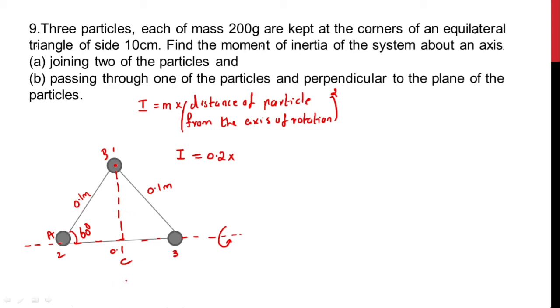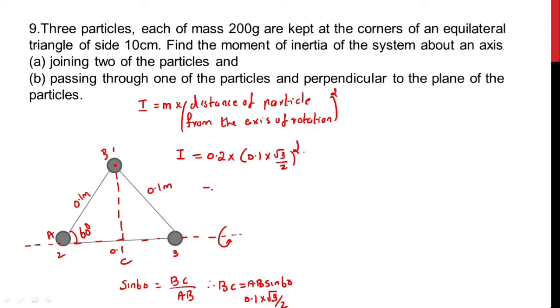We can use the formula sine 60 is equal to BC divided by AB. Therefore BC is equal to AB sine 60. What is AB? It is given as 0.1, and sine 60 is equal to root 3 by 2. You can substitute the value here: 0.1 into root 3 by 2, the whole square.